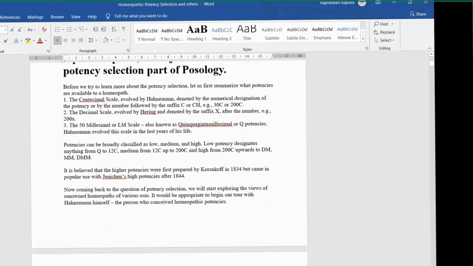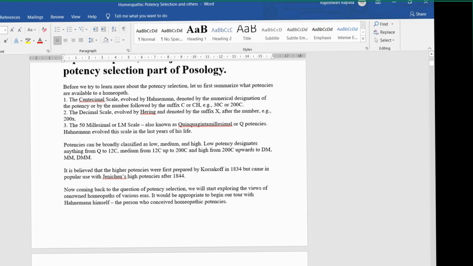So they are classified as low potency, medium potency, and high potency. So what do low potencies mean? Anything from the Q, that is from the mother tinctures, to the 12C potency. These are the lower potencies. And when you go above 12C up to 200C, they are called moderate or medium potencies.